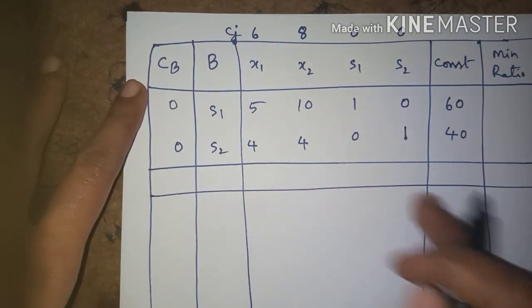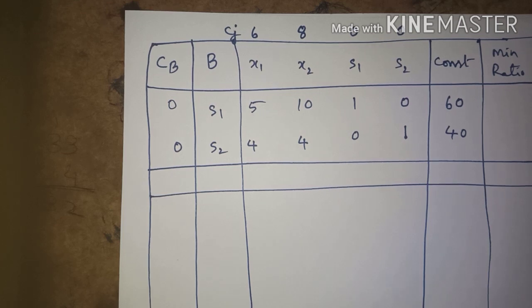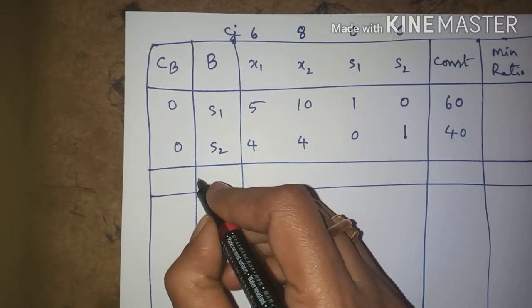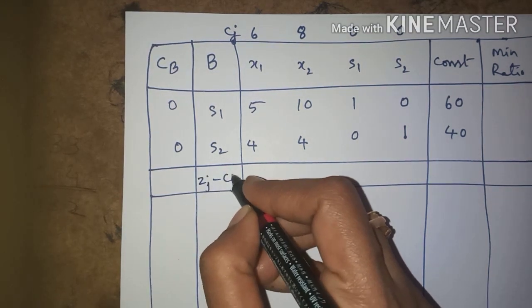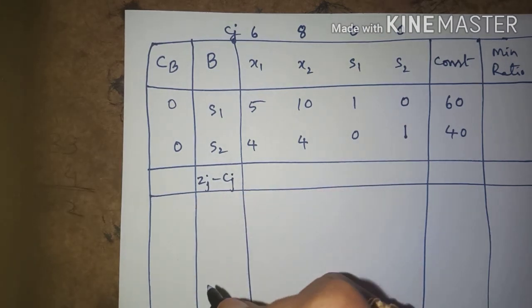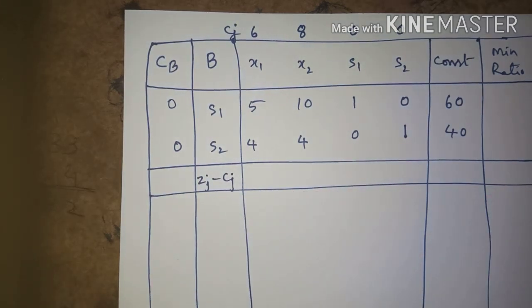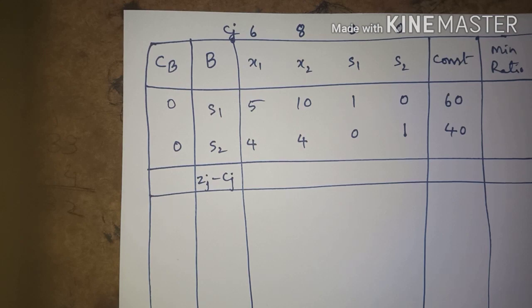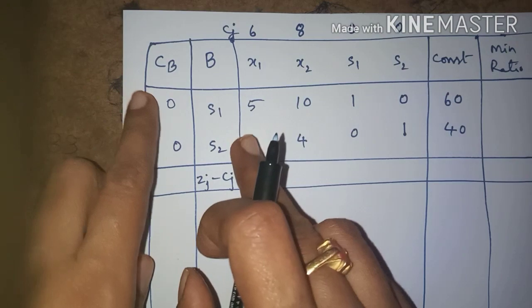This row is called the index row. We have to calculate the index row using the formula Zj minus Cj. How to calculate Zj minus Cj? I'll tell you. Just listen.